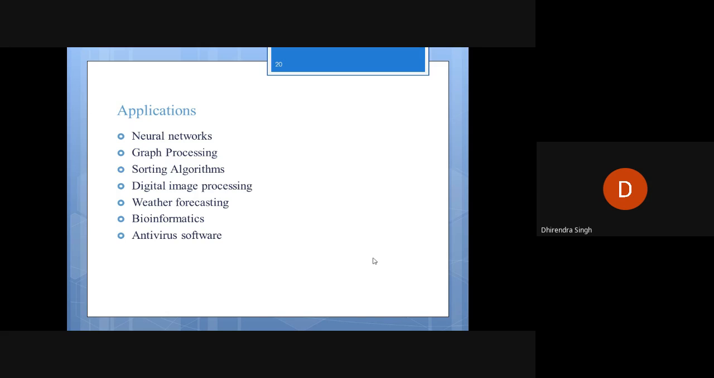where we are using the concept of GPU computing, the application areas. Neural networks: in a neural network, different neurons perform very similar operations, adding all the incoming bits and applying some kind of function. So we are using the GPU computing concept for neural network training.